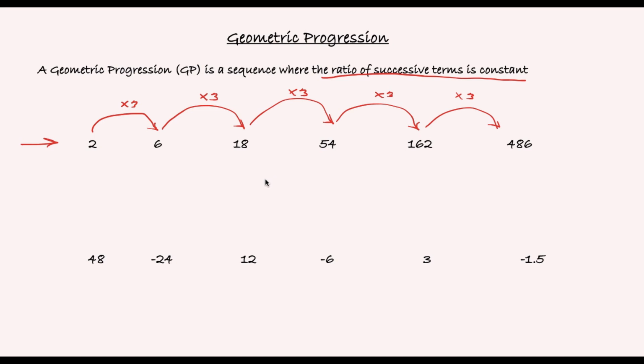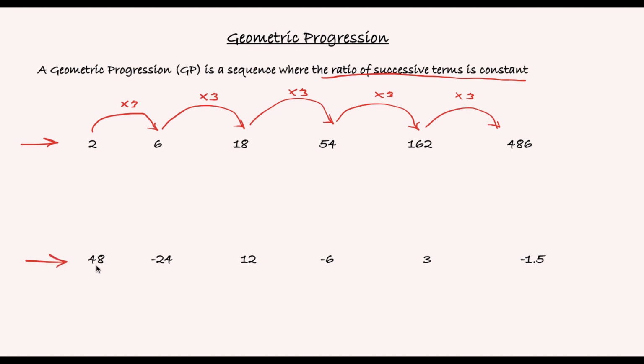So to put it simply, in an arithmetic progression, we get the next term by adding or subtracting a constant number. In a geometric progression, on the other hand, we get the next term by multiplying or dividing by a constant term. In this case, we are multiplying by 3, which is our constant ratio.